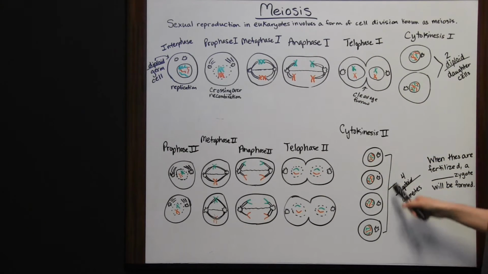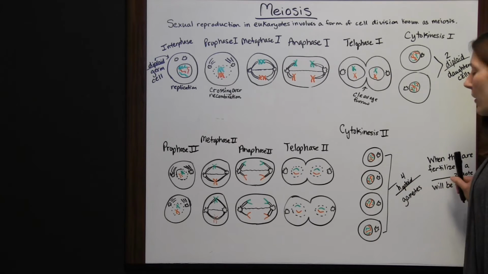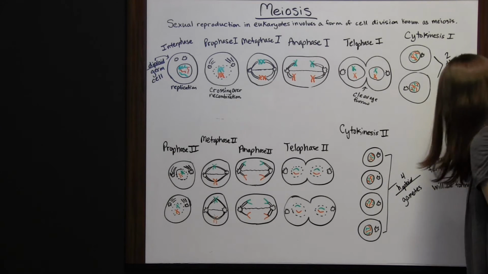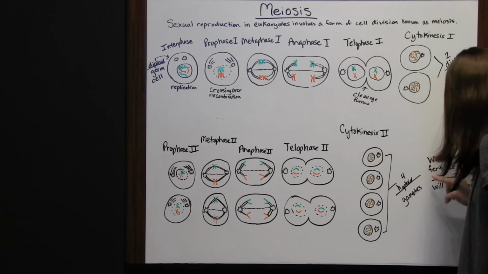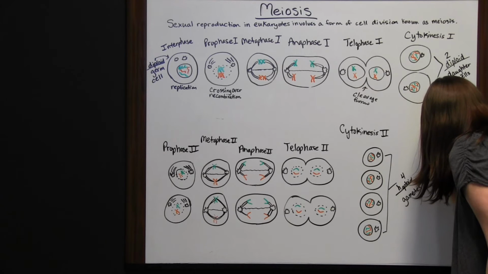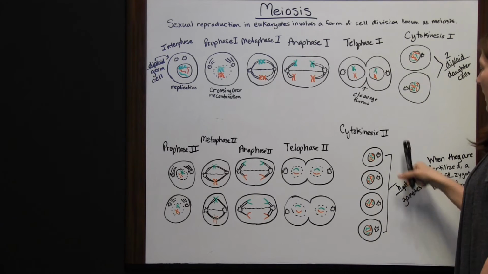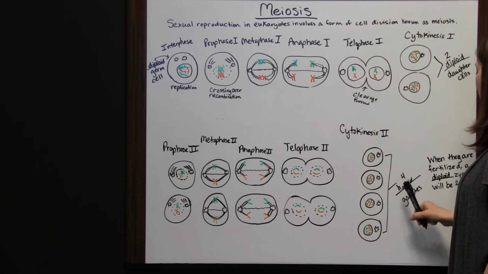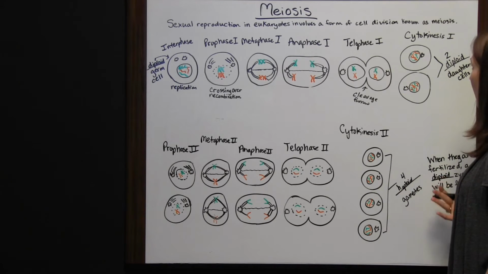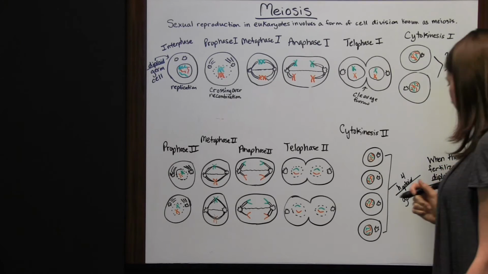So these gametes are going to be ready to be fertilized, and when they are fertilized, a diploid zygote will be formed. So these gametes are ready to be fertilized, and if they are, then they can go on to create a new eukaryotic organism.